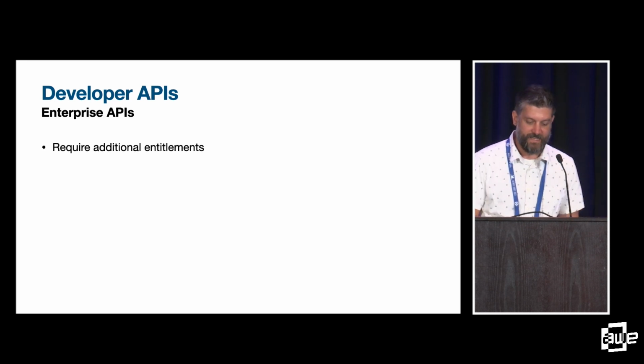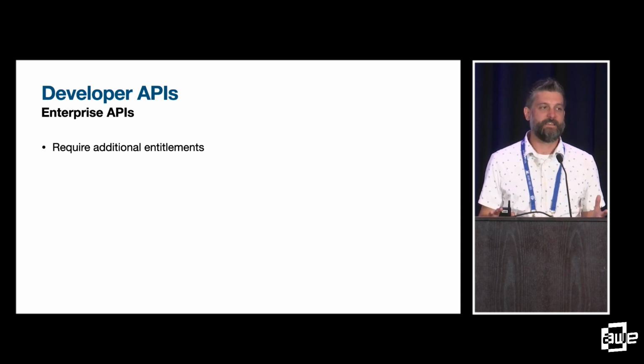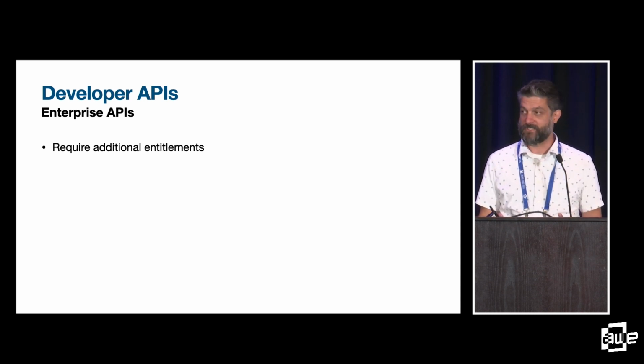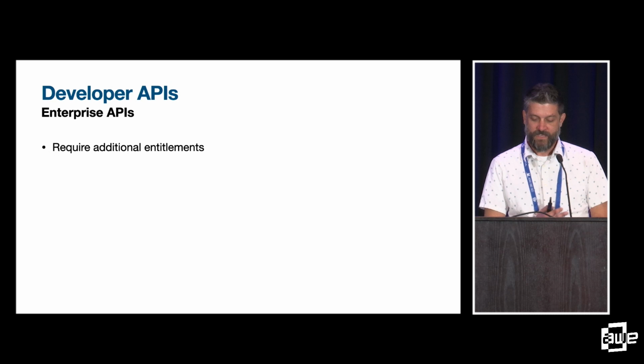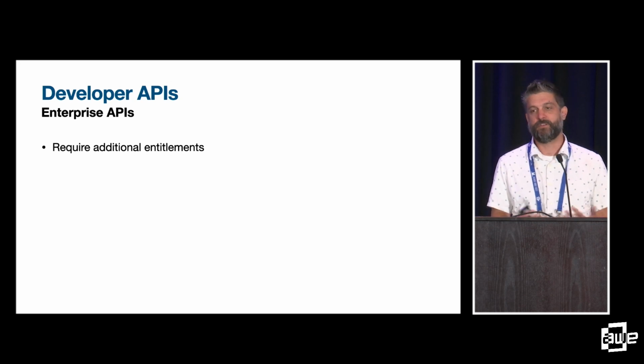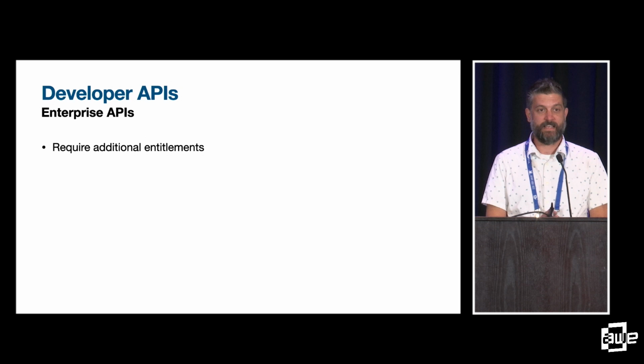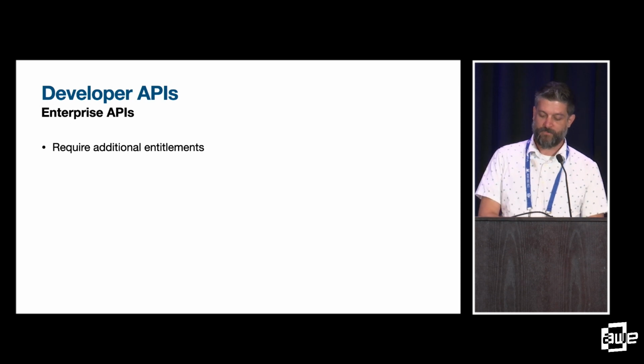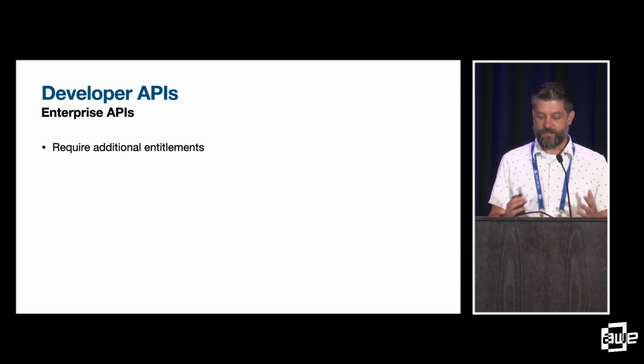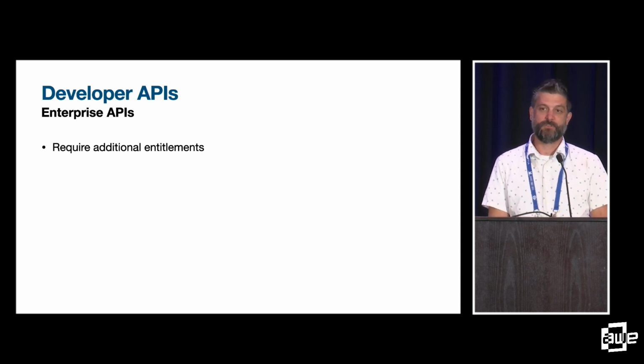So enterprise APIs. So the first thing about enterprise APIs is these require additional entitlements from Apple. You must request the entitlements through Apple to have them added to your app, and these apps must be distributed privately. So either through in-house distribution with an enterprise Apple account, or through the Apple Business Manager, where you can privately distribute apps through the App Store. And so these aren't actually available in public App Store apps at all.